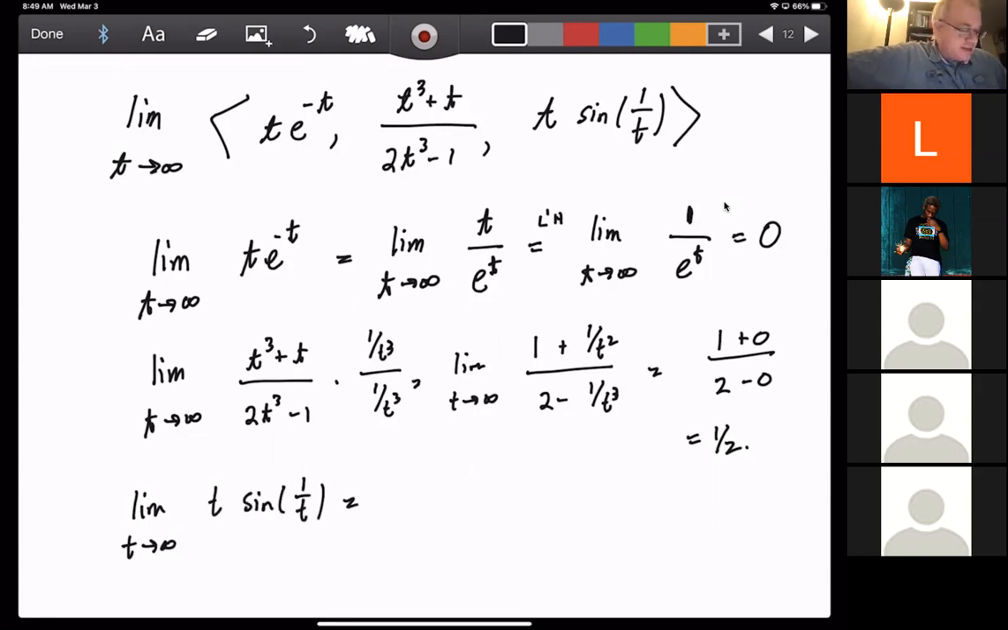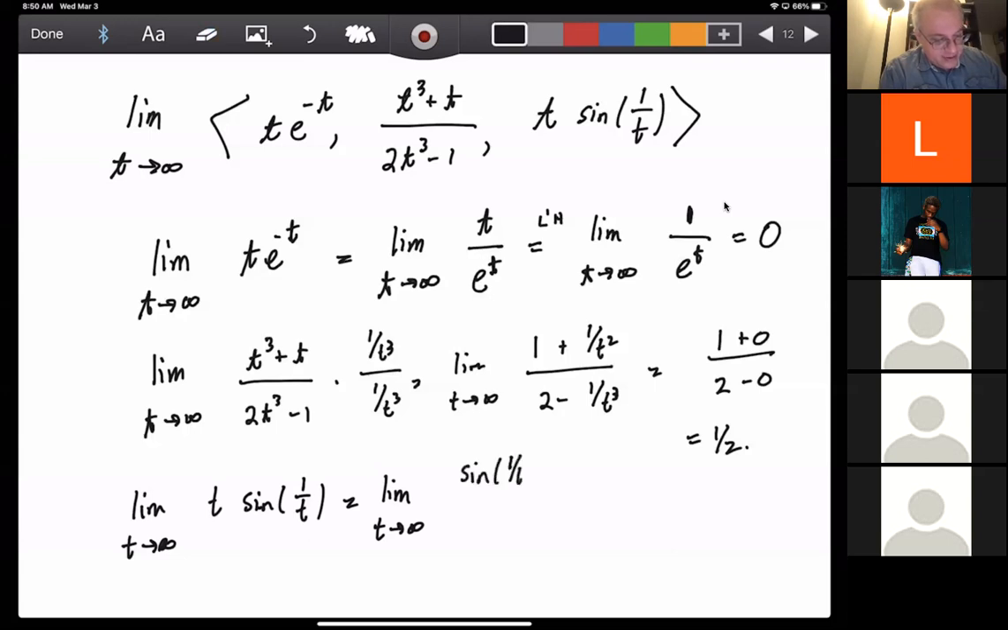How should we manipulate this to make it easier to see what's going on? So as t goes to infinity, that sine 1 over t is going to sine 0, or 0, but the t is going to infinity. So this is an indeterminate form of type infinity times 0. The squeeze theorem, I don't think is going to help so much here.